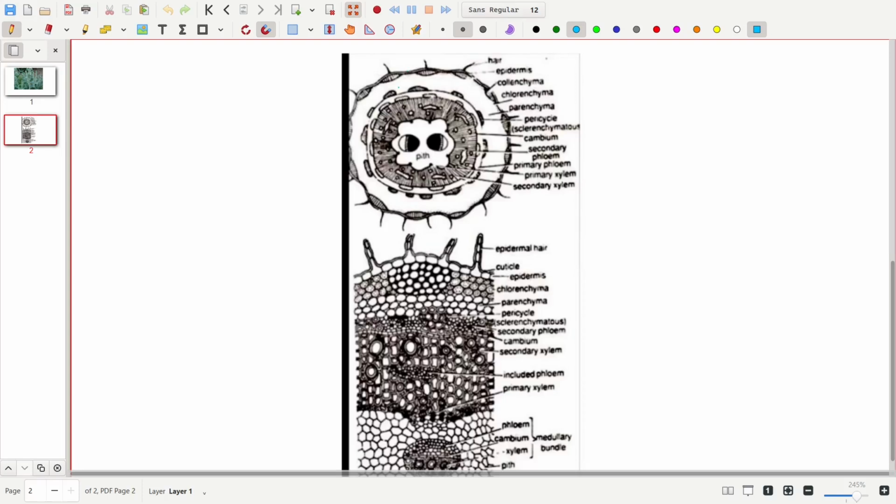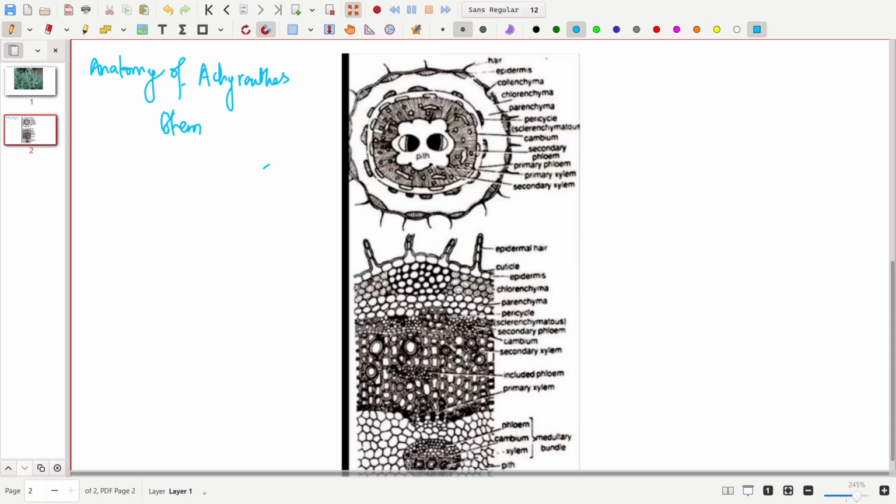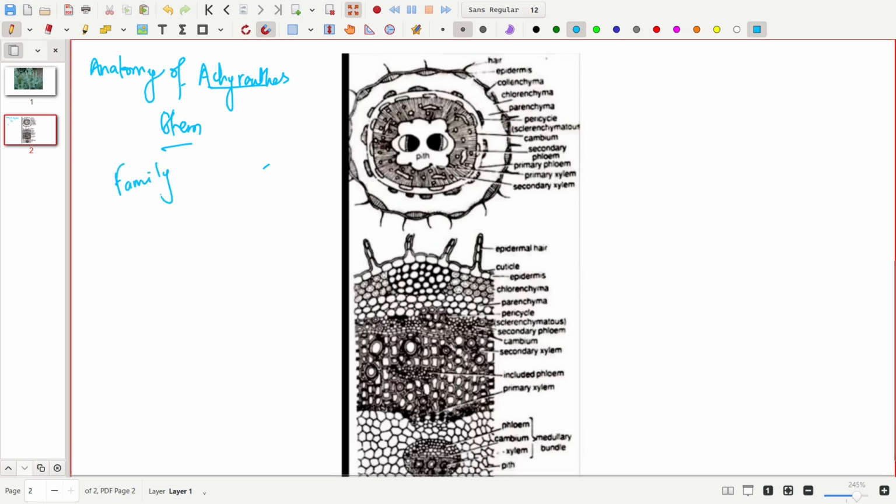We are going to discuss a very important topic at the bachelor's level, that is the anatomy of the Achyranthes stem. This is all about the Achyranthes stem, which belongs to the family Amaranthaceae.